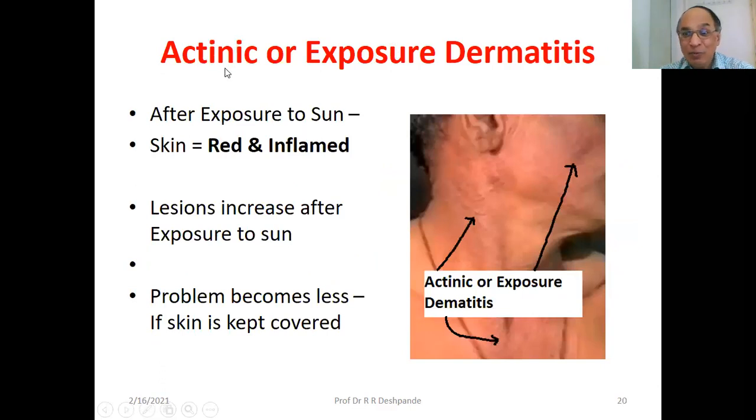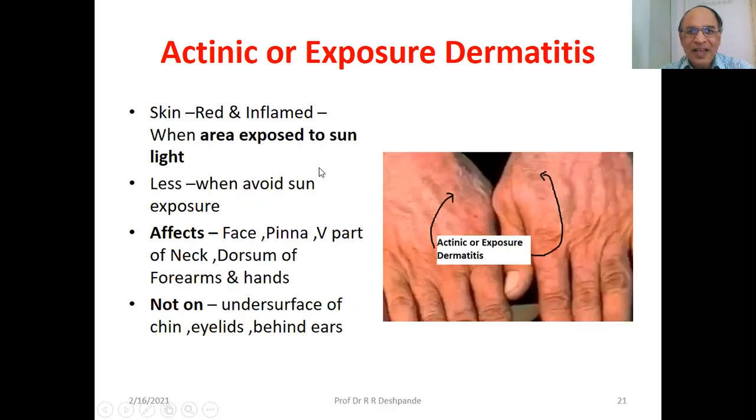Actinic, you must remember the name, actinic or exposure dermatitis. Can you see the patches over here? After exposure to the sun, skin becomes red and inflamed. Lesions increase after exposure to the sun. Problems become less if skin is kept covered. Okay. Actinic or exposure dermatitis, the same.